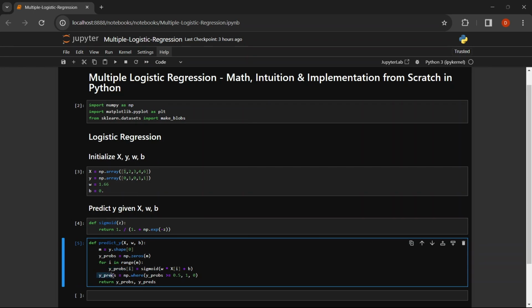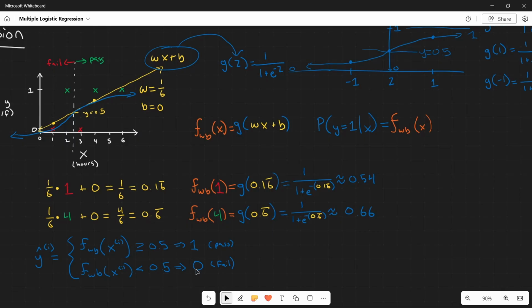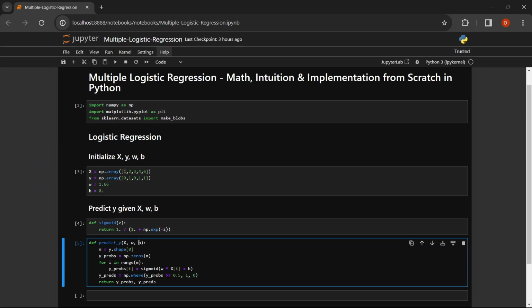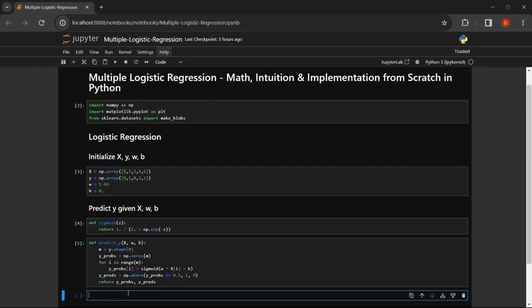And then in ypreds, we're using the np.where method, which looks at each element in yprobs, checks to see if it's greater than or equal to 0.5. If it is, store 1 in ypreds at i, otherwise store 0. And this is essentially doing that piecewise function that we looked at earlier. And so let's test these out.